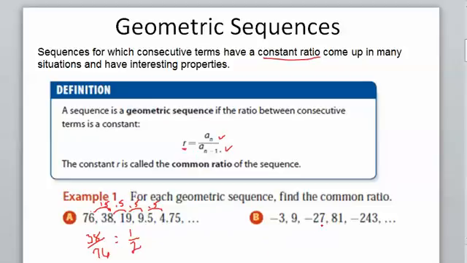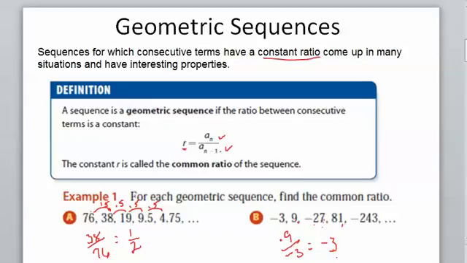Okay, let's try this one over here. We've got a term of 9, and we're going to divide that by -3. Our common ratio in this situation is -3. Let's try that on the next one. If I take 9 times -3, I'd get -27. If I take -27 times -3, I get +81. You can see how it always works out to be that same ratio.